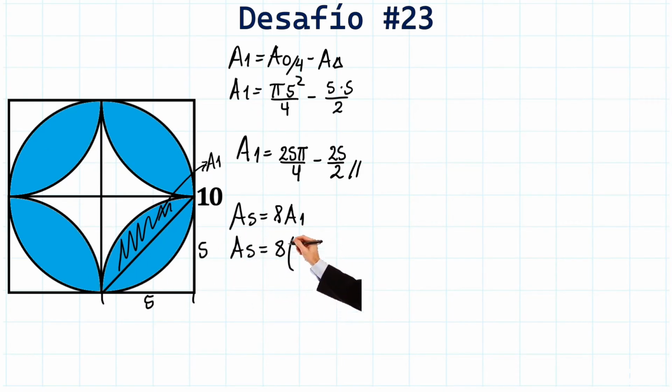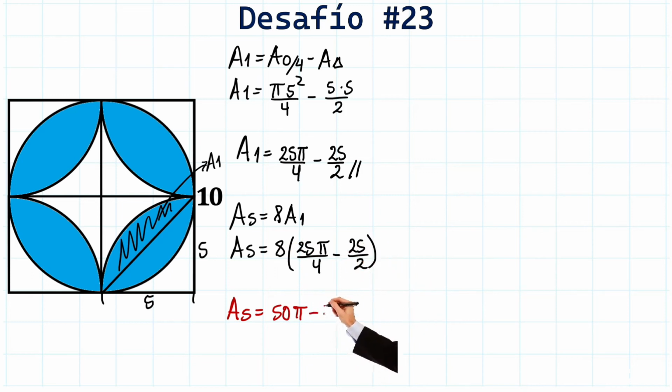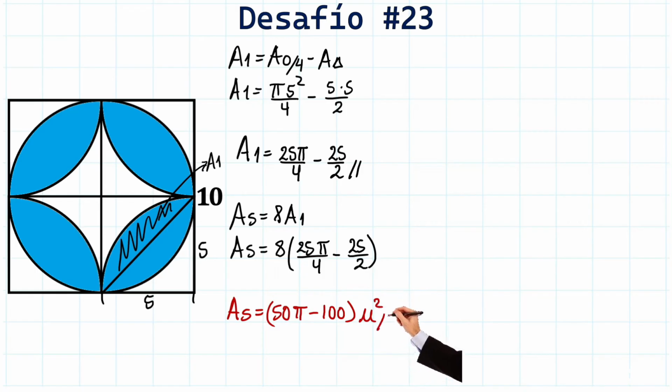We open parentheses and write this down, which is area 1, leaving us with 25 pi over 4 minus 25 over 2. Easy. And now we can say that the shaded area is 8 divided by 4, which gives us 2, multiplied by 25 pi gives us 50 pi. Very well. So good. 8 divided by 2 gives us 4 times negative 25, which gives us negative 100. And ladies and gentlemen, here we have the shaded area in the figure.